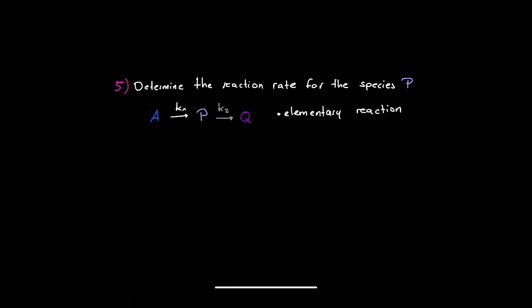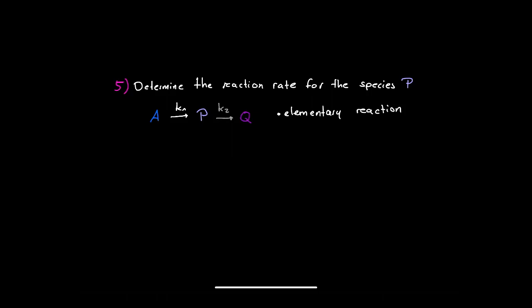In this task, we need to determine the reaction rate of the species P for a series of reactions. In the first part, the species A reacts to the species P with a rate constant K1. In this case, P is a product. In the second part, the species P reacts to the species Q with a rate constant K2. In this case, P is a reactant. The task also specifies that we can assume a series of reactions to be elementary reactions.